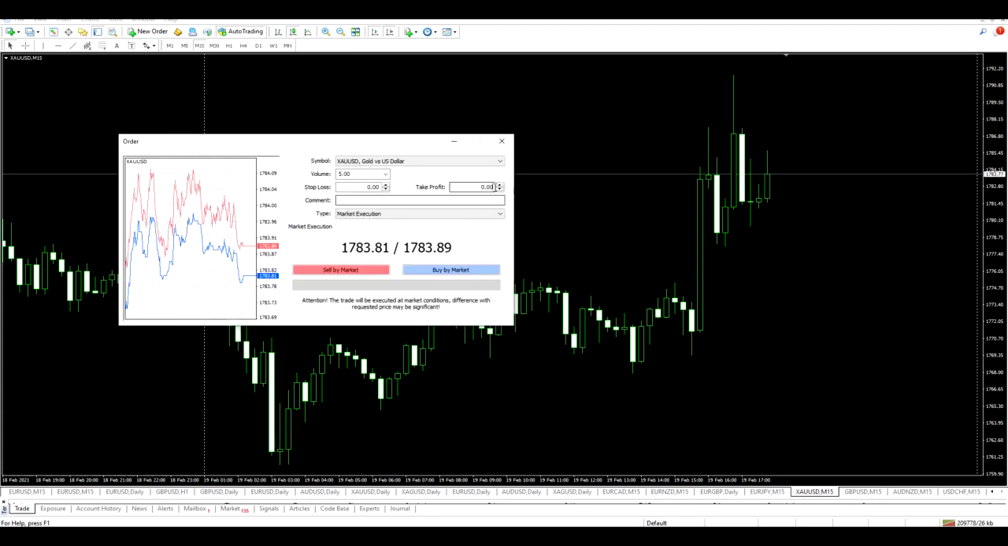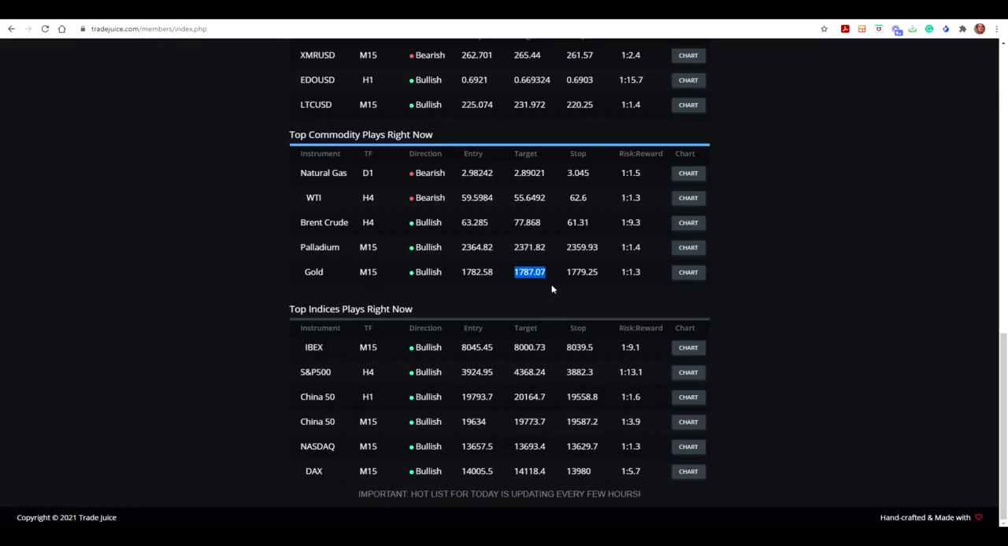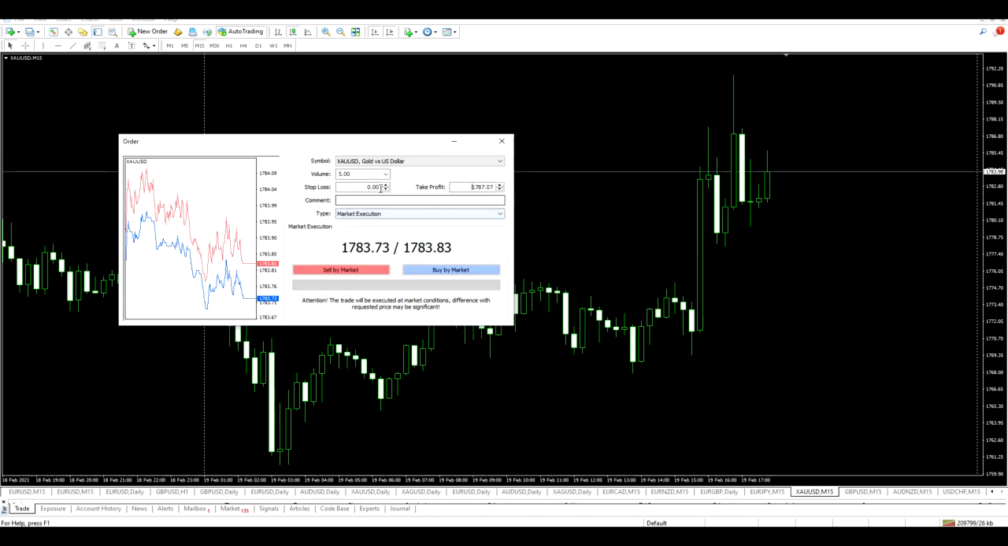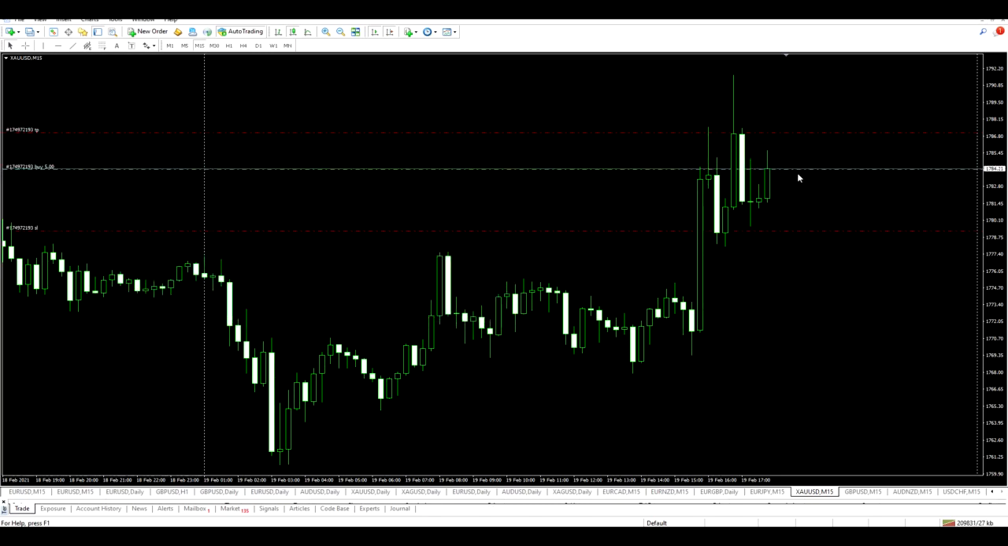I'm just going to set my take profit target and very easily just set my stop. Copy and paste essentially, and that's it. And now I'm going to enter a buy trade. And there I'm in the trade. My target is there. My stop is here. And let's just see how this plays out.